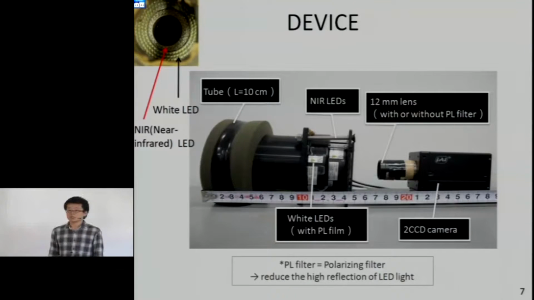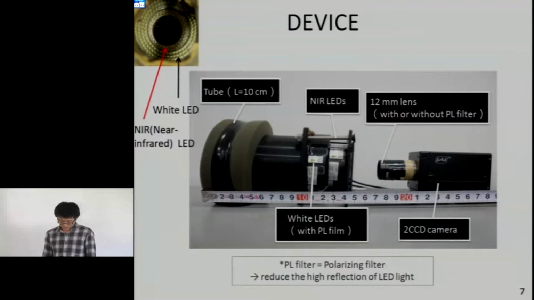The device we used is shown here, and it is based on the 2CCD camera. 2CCD means it can take both color image and near-infrared image simultaneously. And in the mid part, there are two kinds of light sources. One is a near-infrared LED and one is a white LED. If you see from the front, you can see the two ring-shaped LED lights. And it's connected with a plastic tube to reduce the environment noise, environment light.